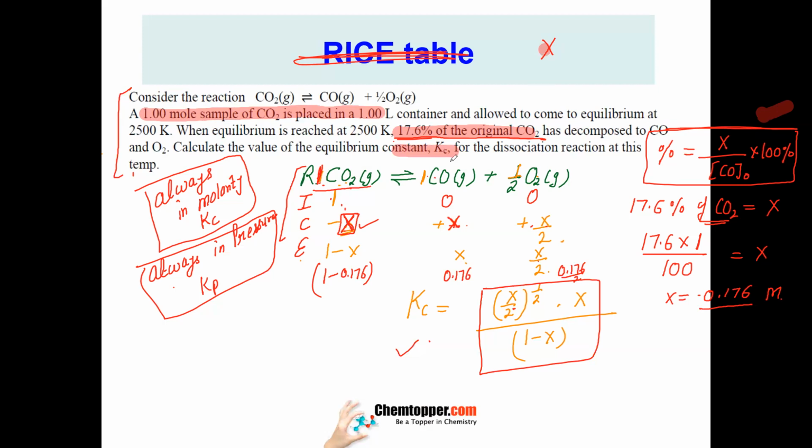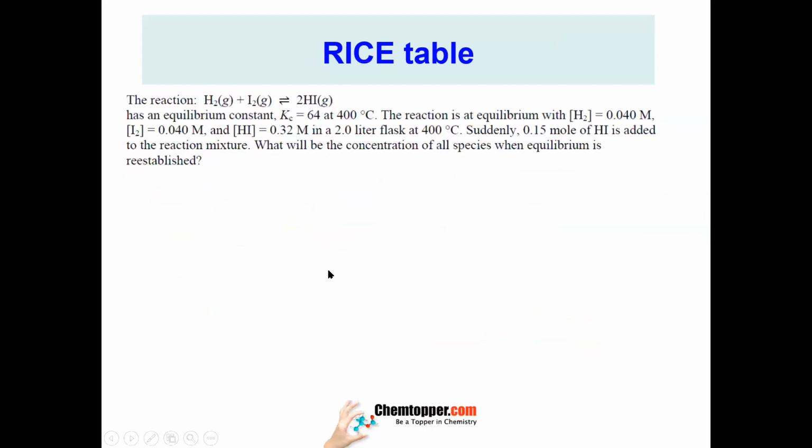So when you're reading the question, very carefully check the information. Reaction given, initial conditions are given, how much amount dissociated, the percent is given. So I know X then. Get the Kc. Is it okay? Okay, I'm not doing the mathematics. We have to do more questions.